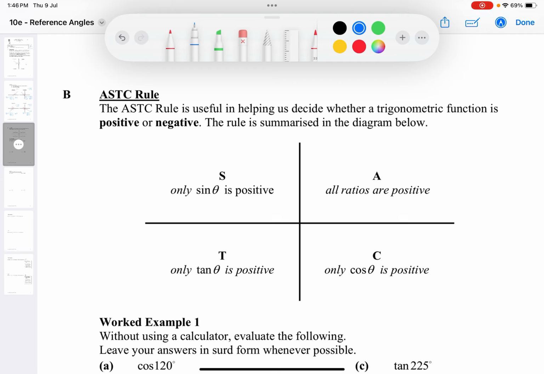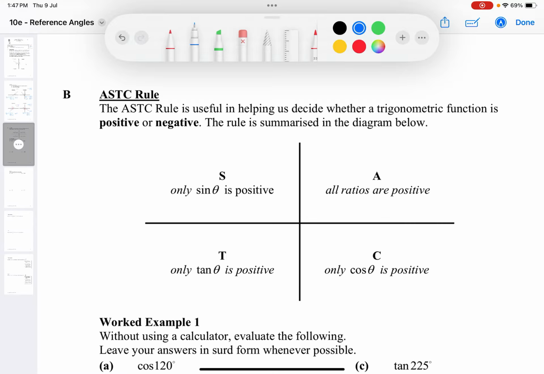For example 1, to demonstrate how you can use ASTC to find values of cosine, tangent, and sine without the use of a calculator, and how all the angles in each of the 4 quadrants are related to the acute angle, their corresponding basic angle. I believe you should have watched the SLS video by now. If you have not, I encourage you to watch it because it's very similar to what I'm going to go through. If you can, try the question yourself, then check your answers later on.